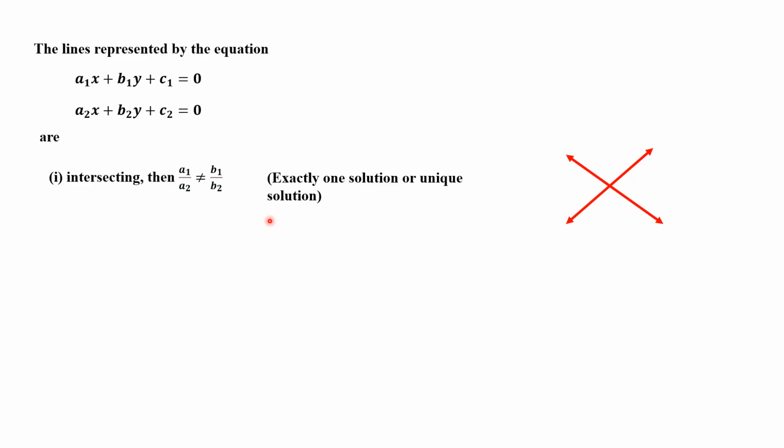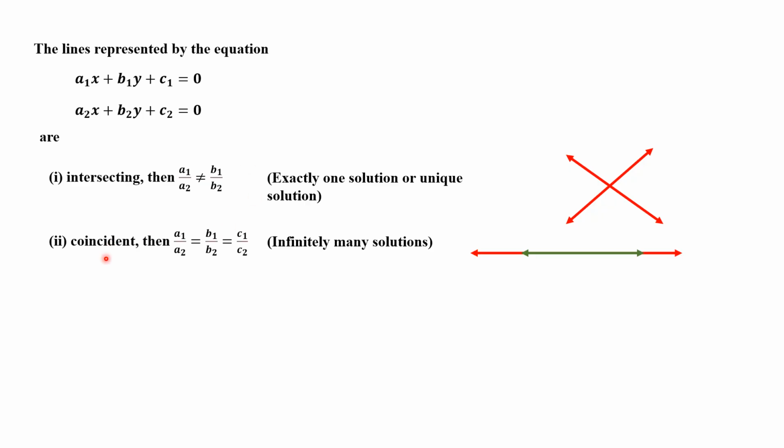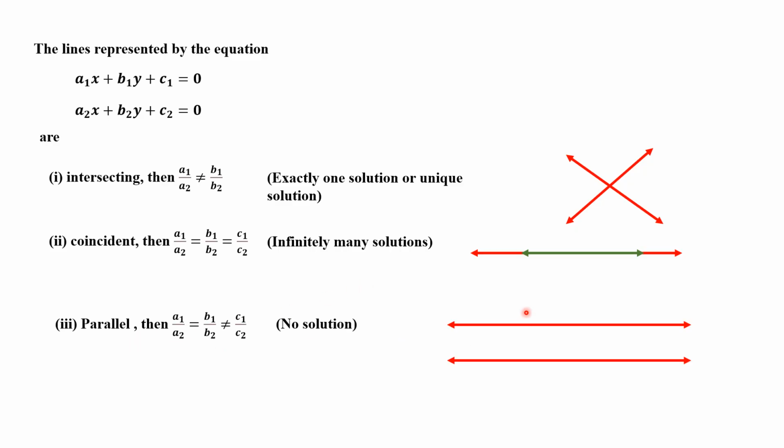So if it is intersecting at one point, you will get the condition as a1 by a2 is not equal to b1 by b2. When both the lines are coincident, we can see the red and green lines overlapping on each other. In that case, the ratios of a1 by a2, b1 by b2 and c1 by c2 will all be equal, and you will have infinitely many solutions. And the third case, when they are parallel, a1 by a2 is equal to b1 by b2 is not equal to c1 by c2, and you will not get any solution.